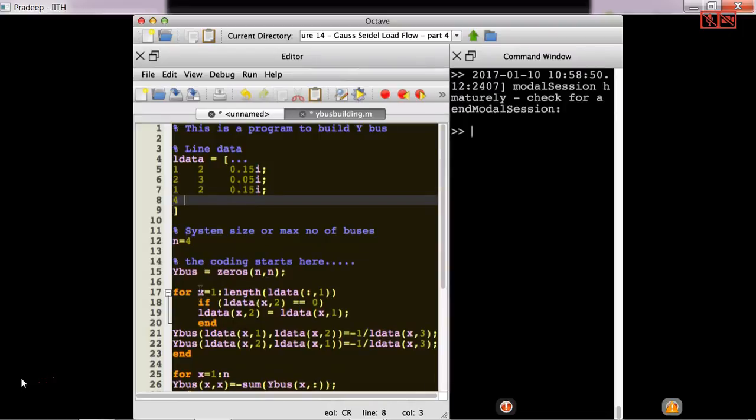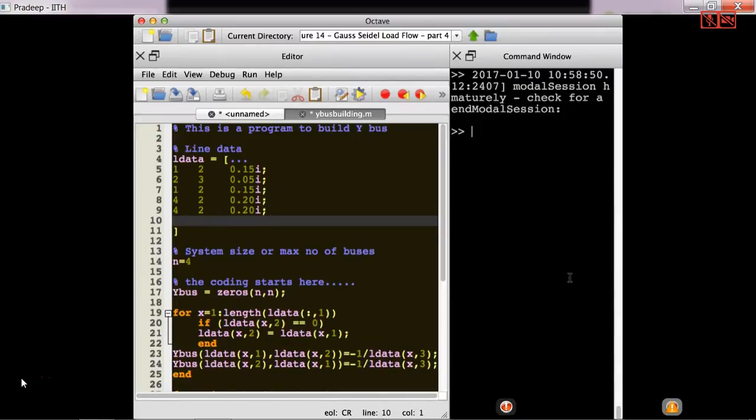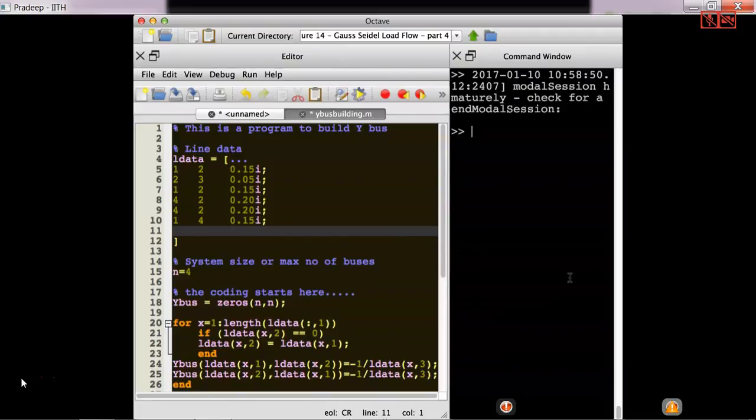So please refer to that. I'm just entering the data, nothing difficult here. Then another line 4, 2, so again j0.20. And then there is another line 1, 4, and the impedance is j0.15. And finally, there is a last line 2, 4, and the impedance is j0.15.